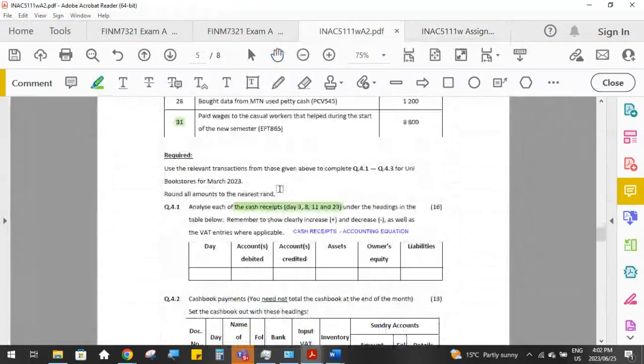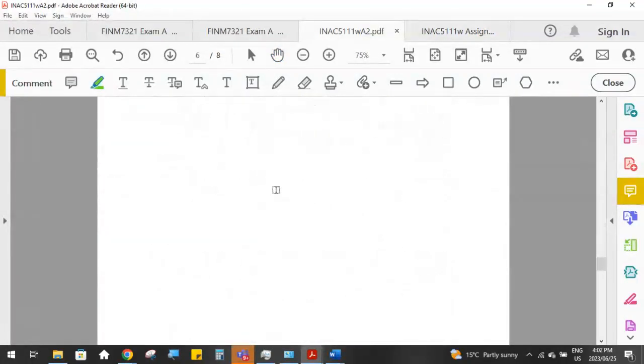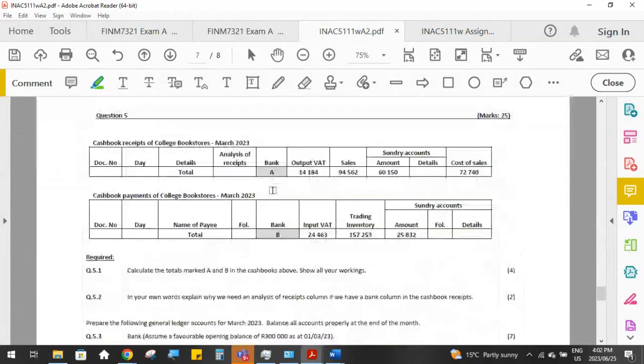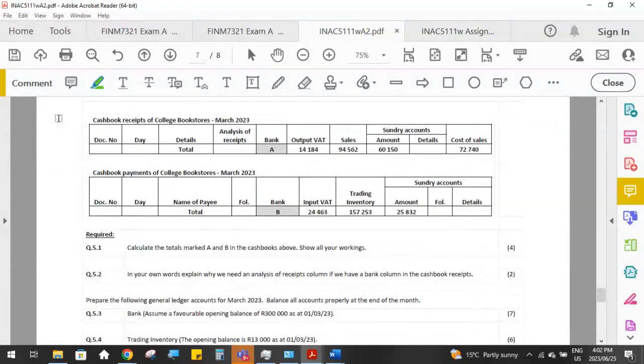And then for our question 5, the last one, here we got the cash book receipts and the cash book payments, but they had only given us the column totals. These are the totals of our 2 cash books at the end of the month. And they wanted us to calculate the missing amounts, A and B, for bank.